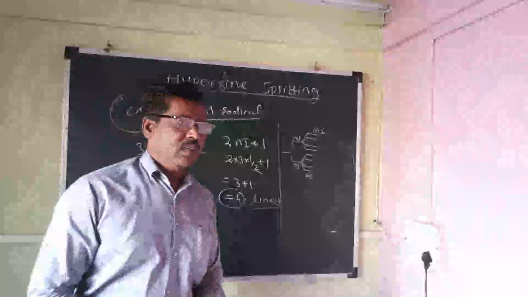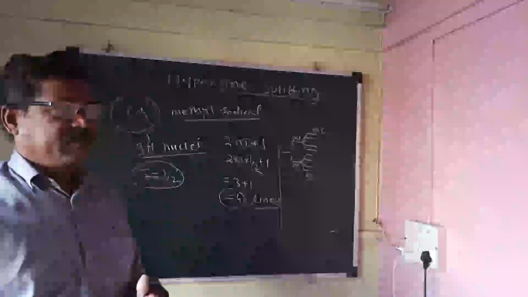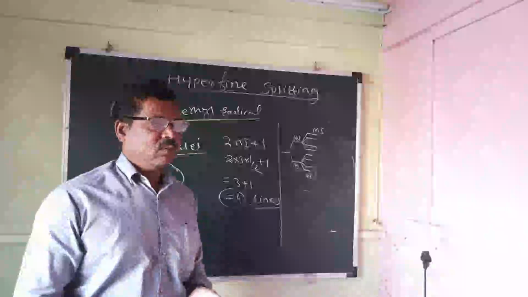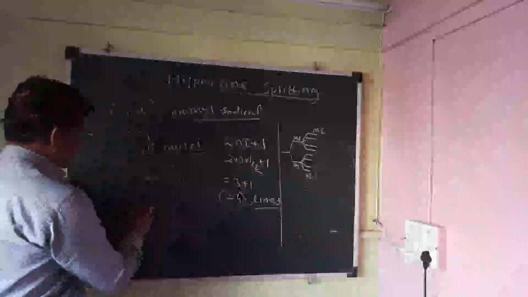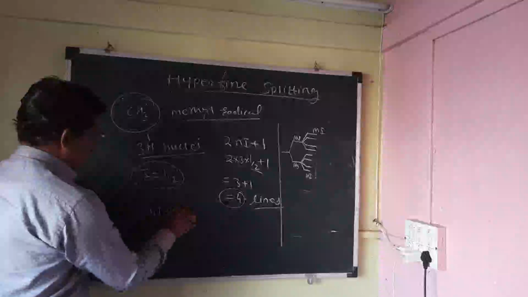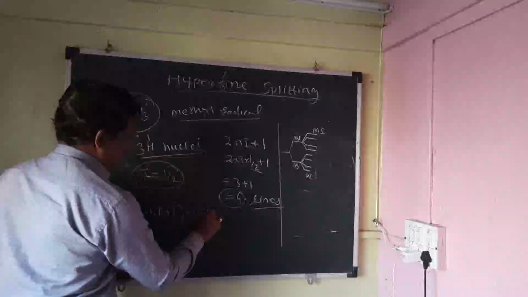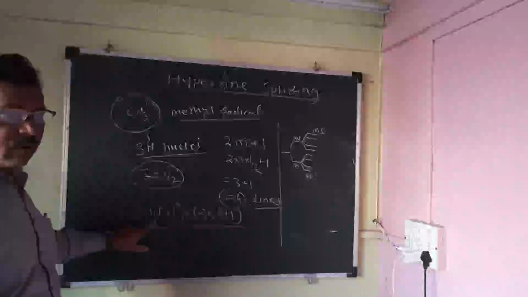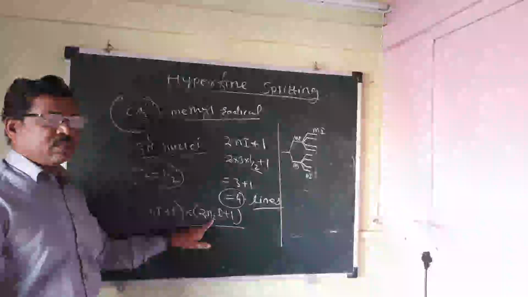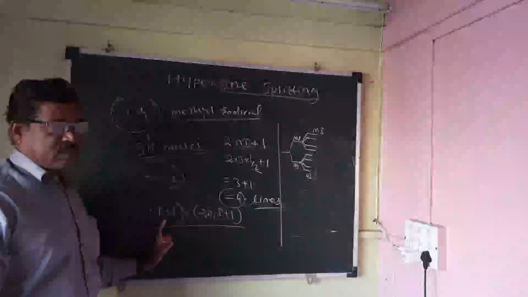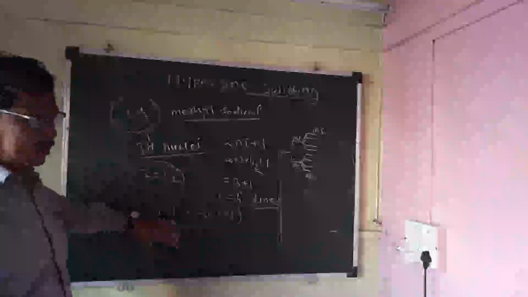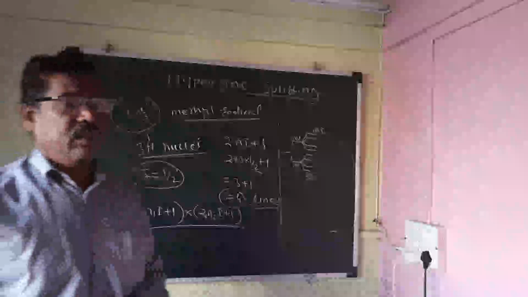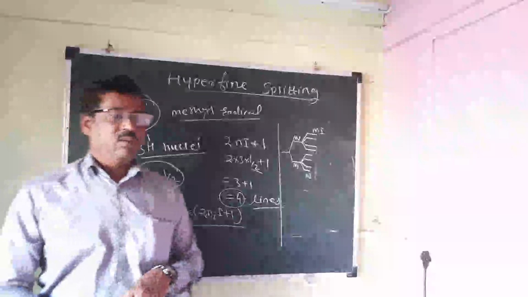For a radical having equivalent nuclei with spin 1/2, the number of lines is expected with the help of the spin. If the nuclei are non-equivalent, it is 2n1I1 plus 1 multiplied by 2n2I2 plus 1, where the first term is for the first nucleus and the second term is for the second nucleus. Multiplying these, you get the number of lines. This is how to calculate the number of lines for equivalent and non-equivalent nuclei.